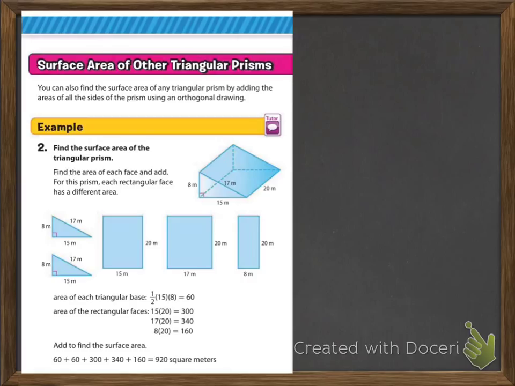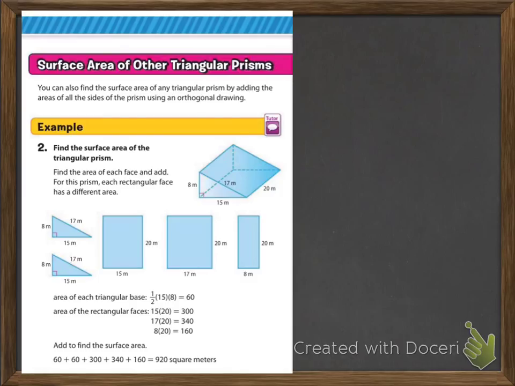It says you can also find the surface area of any triangular prism by adding the area of all the sides of the prism using an orthogonal, I can't ever say that, drawing. So it says example 2, find the surface area of the triangular prism. So you want to find the area of each face and add for this prism. Each rectangular face has a different area.